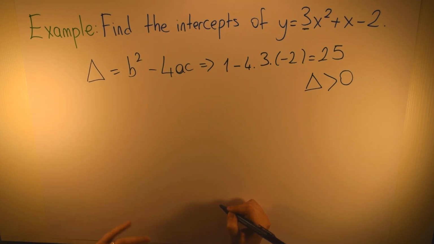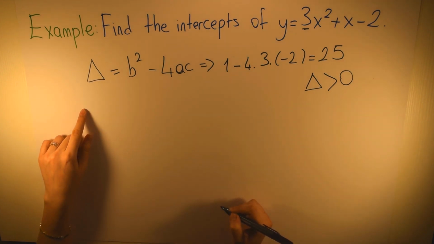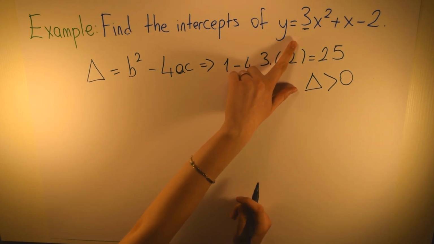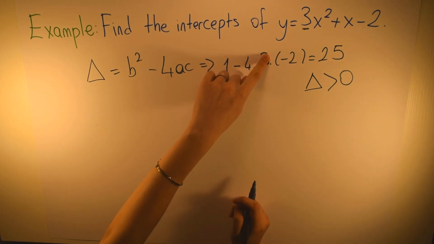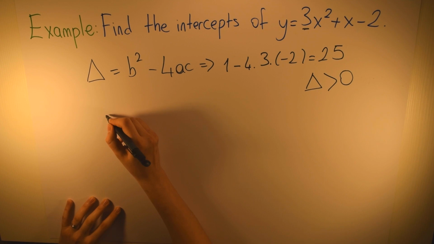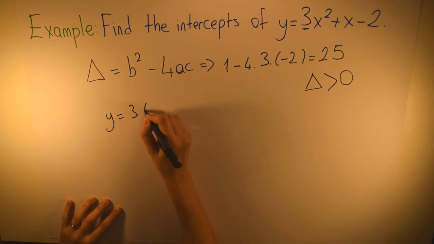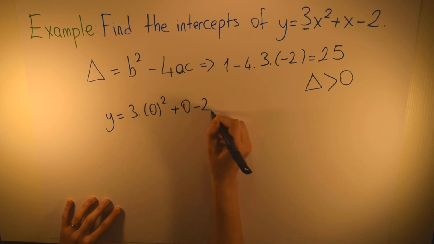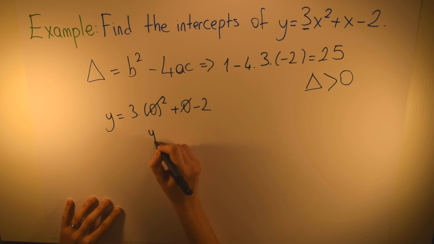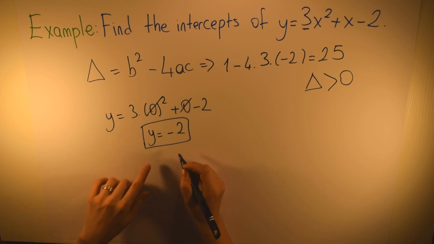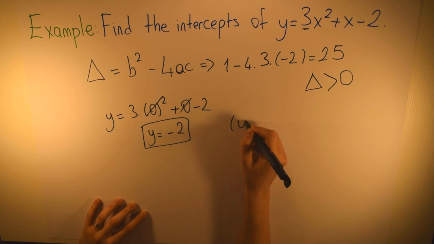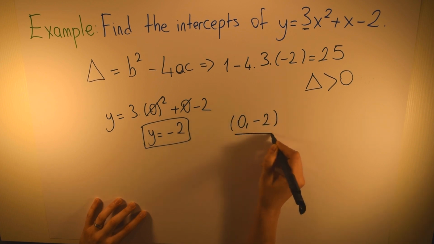Okay, so first start with our y-intercept. To find the y-intercept, we write 0 instead of x, and we will be able to find our y-intercept. So let's do that. y is equal to 3 times 0 squared plus 0 minus 2. Here it will be 0, and y will be equal to minus 2. So this is our y-intercept. When I write it in point notation, it is written like this. Okay, this is our y-intercept.